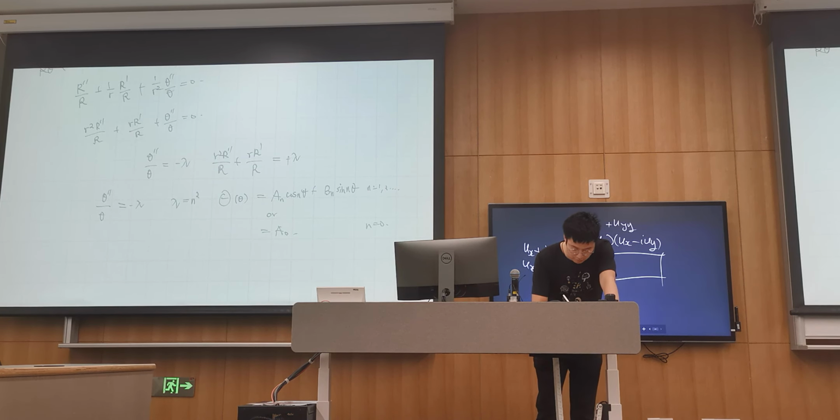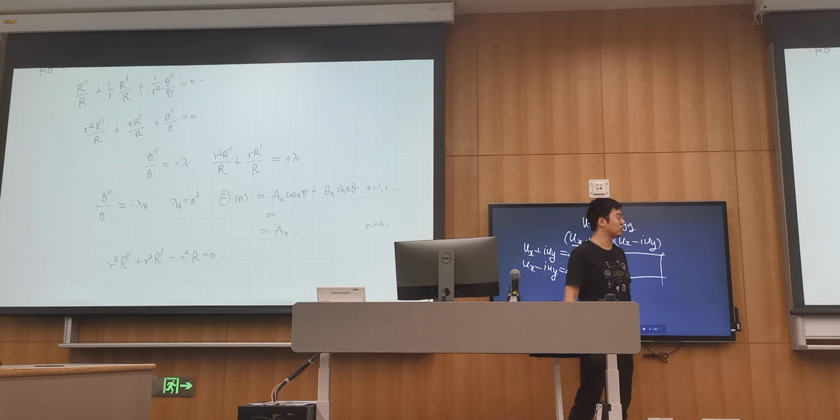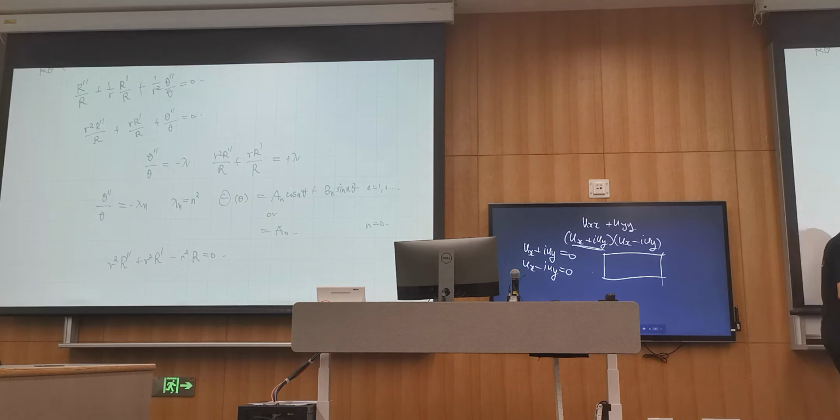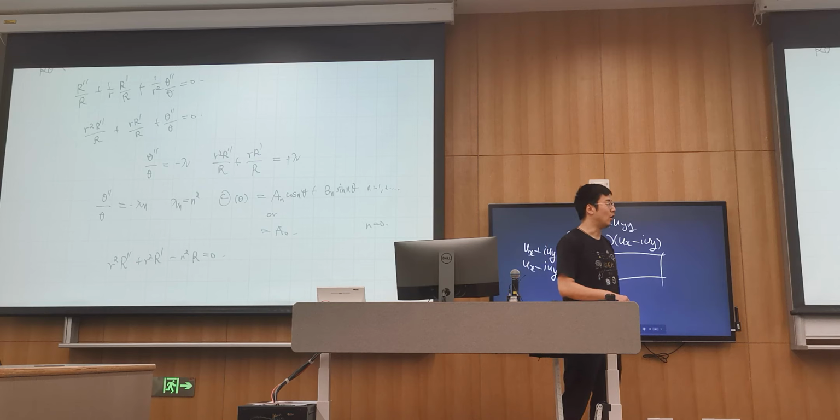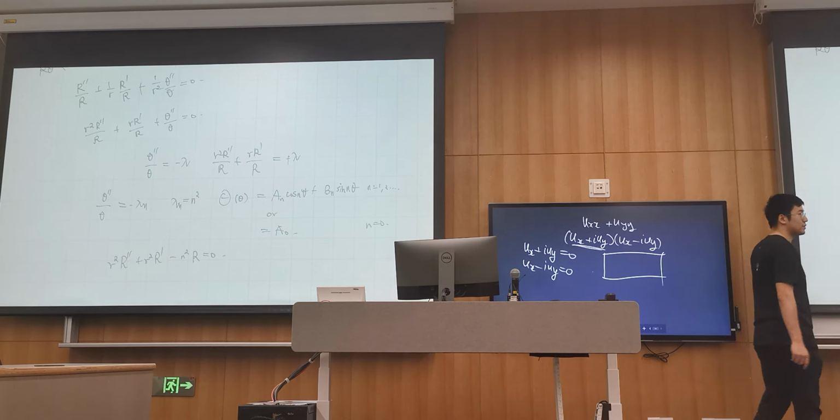So now you see my lambda_n equals n squared. So now what we have is R squared R prime prime plus R squared R prime minus n squared R equals 0. Again, big R is a function of small r. This is again a second order ODE. Do you want to spend a few minutes to solve that?